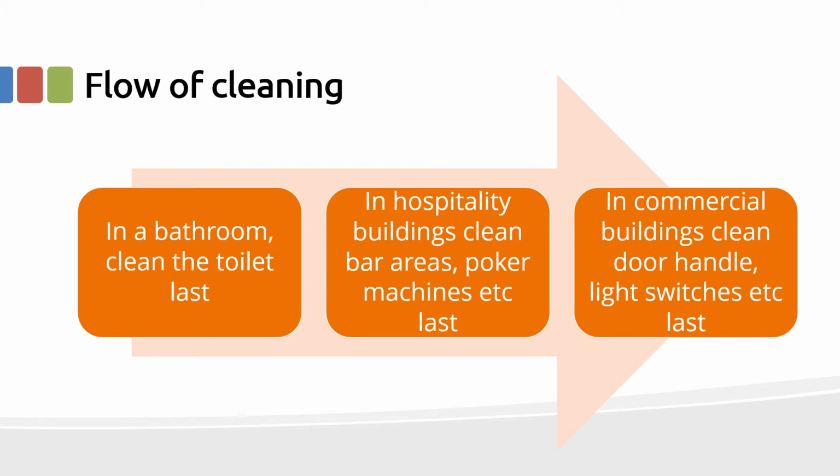When cleaning a bathroom, the toilet should be cleaned last, as it is likely to be the most contaminated element in that area. In the public areas of a hospitality establishment, high contact surfaces such as door handles, tables, seats, bar areas, poker machines should be cleaned last. In commercial buildings, high-touch surfaces such as door handles, light switches, handrails would be the most contaminated and cleaned last.